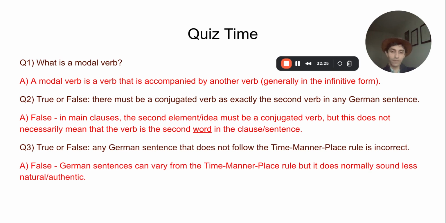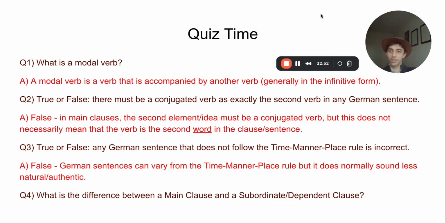German sentences can vary away from the time, manner, place rule, although it does usually sound less natural and authentic. That is the standard German word order, so I would stick to that, particularly for GCSE and iGCSE. It's actually safer as well. But if you do diverge from the time, manner, place rule, it's not necessarily the case that that sentence will be grammatically incorrect in German automatically.